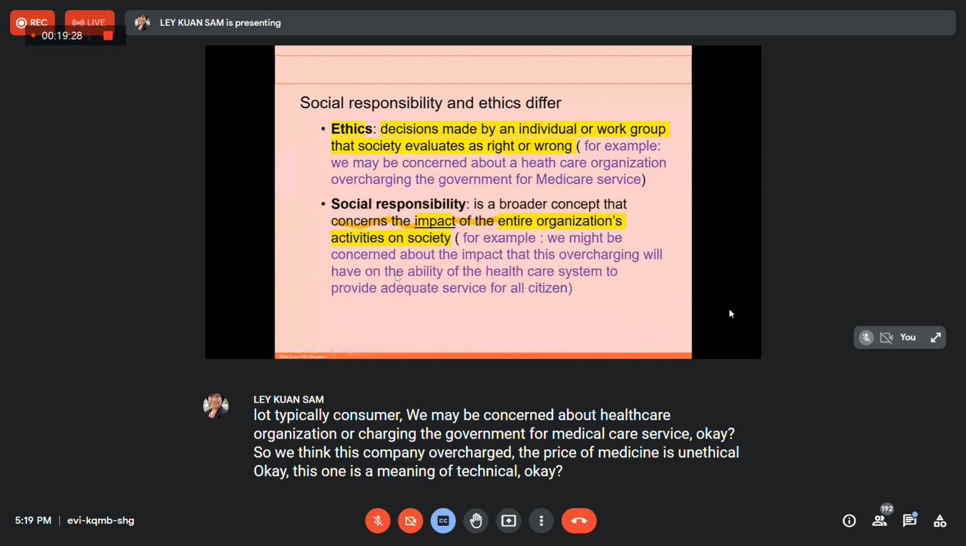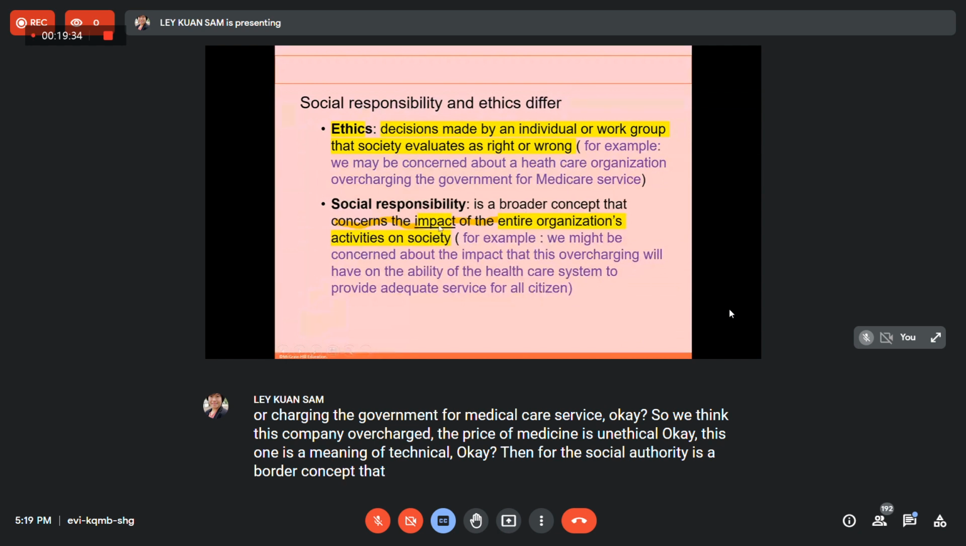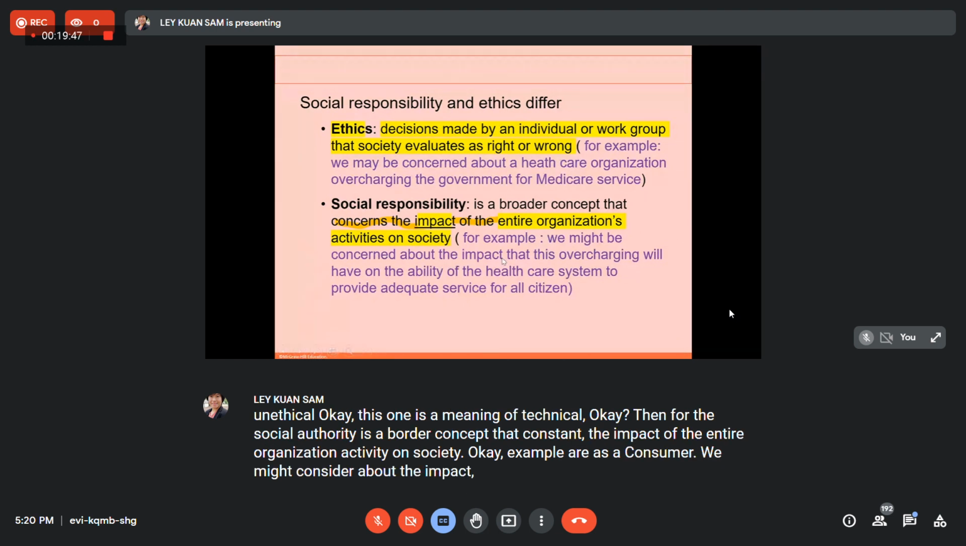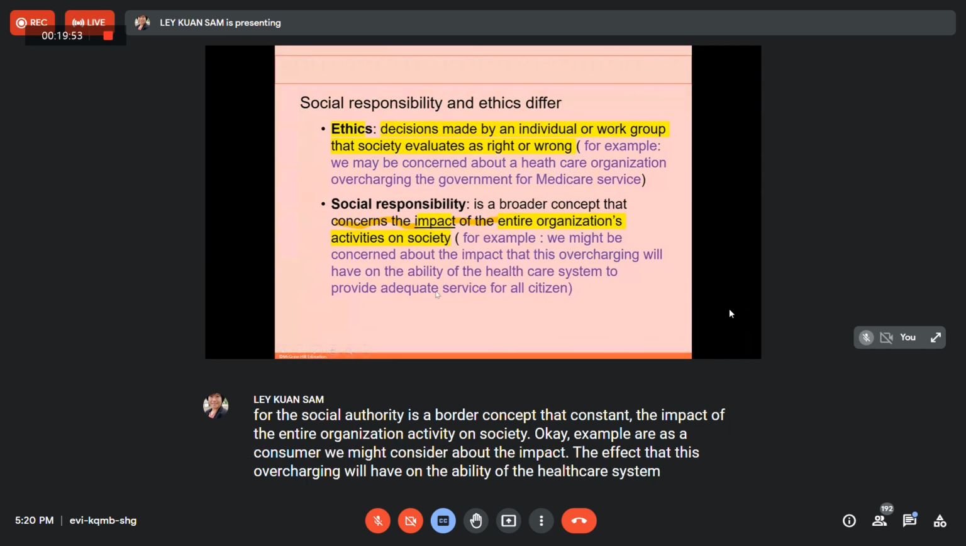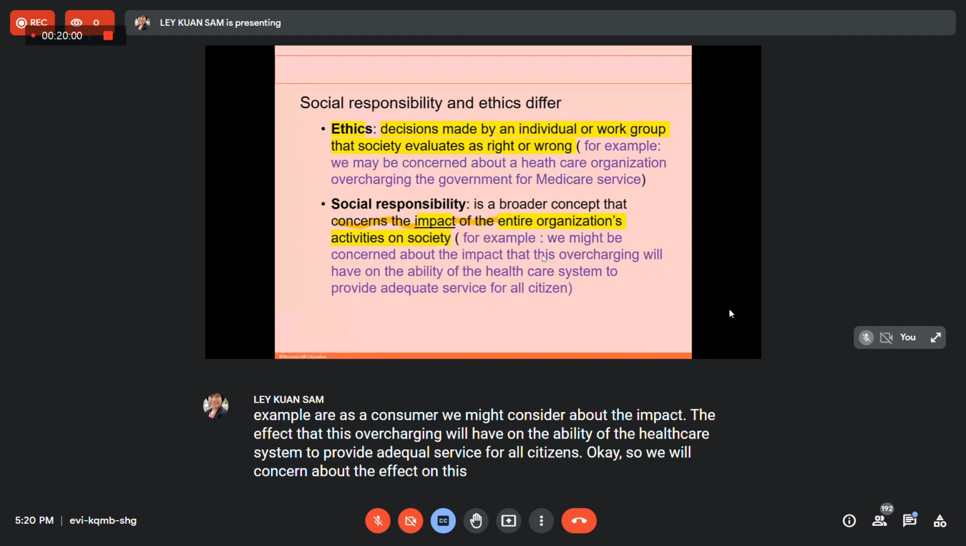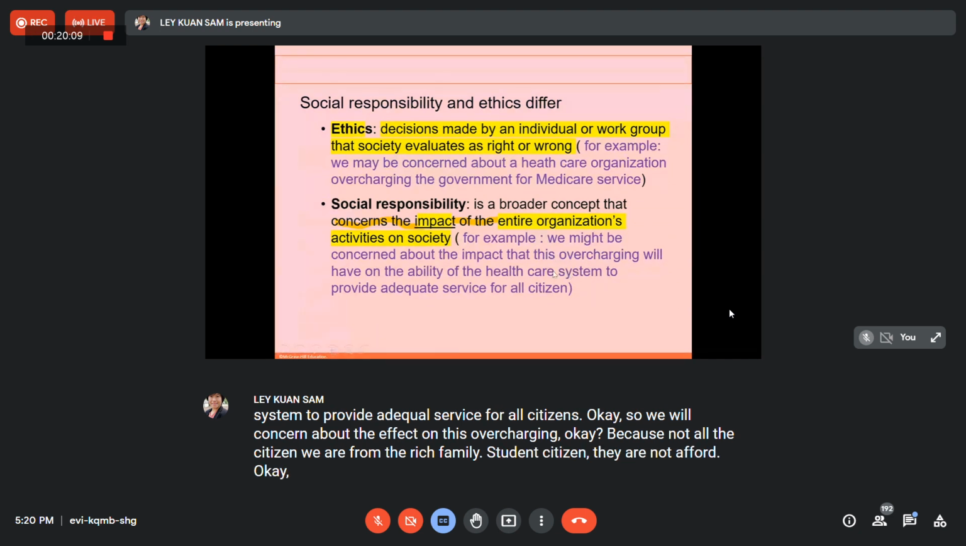Then social responsibility is a broader concept that concerns the impact of the entire organization's activity on society. For example, as a consumer, we might be concerned about the effect that this overcharging will have on the ability of the healthcare system to provide ethical service for all citizens. Not all citizens are from rich families. Certain citizens cannot afford it. So these are the differences.